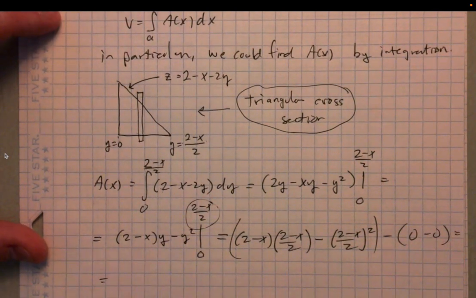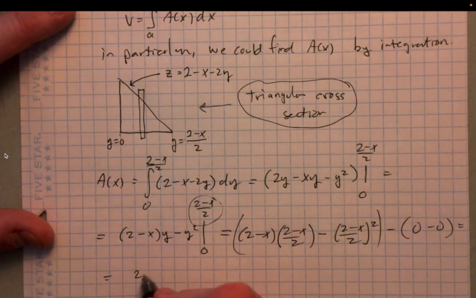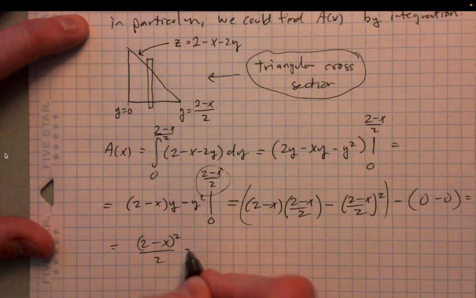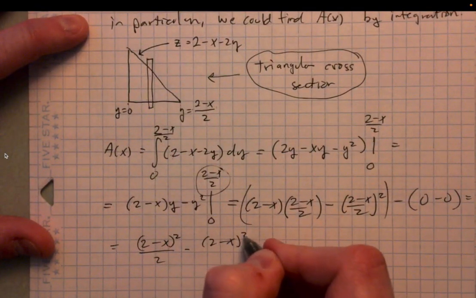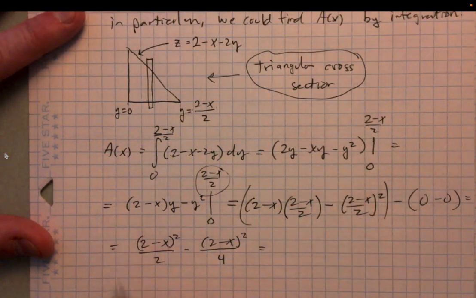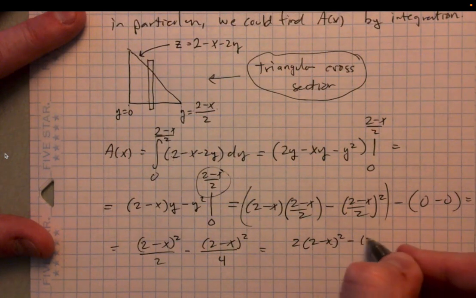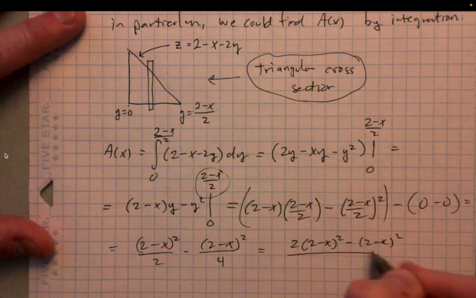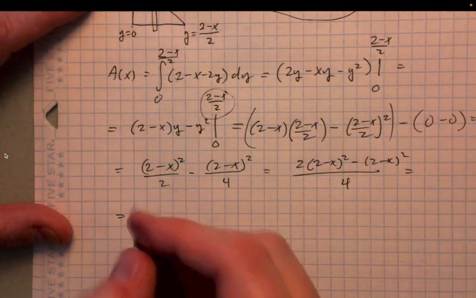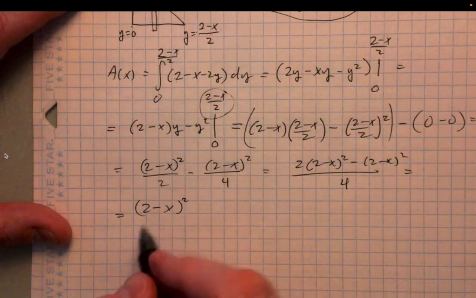Okay, and so then we just have to clean this up here. So we get (2 minus x) squared over 2 minus (2 minus x) squared over 4. And so get the common denominator, you get 2 times (2 minus x) squared minus (2 minus x) squared over 4. And so I think you can see the answer is the same as what we got before when we reasoned it out geometrically.